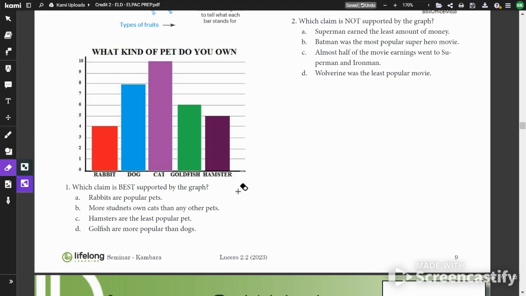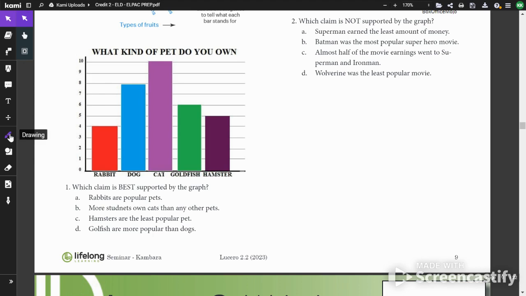So you're going to use this chart to answer question 1. Question 1 says, which claim is best supported by the graph? You are going to have lots of questions that ask about the claim. You're either telling us the claim is right or wrong based on what the chart says. So, is A the correct one? Rabbits are a popular pet. B, more students own cats than any other pets. C, hamsters are the least popular pet. Or D, goldfish are more popular than dogs.